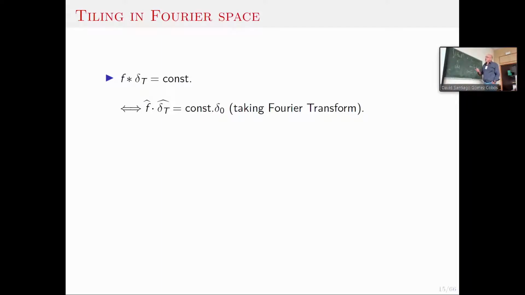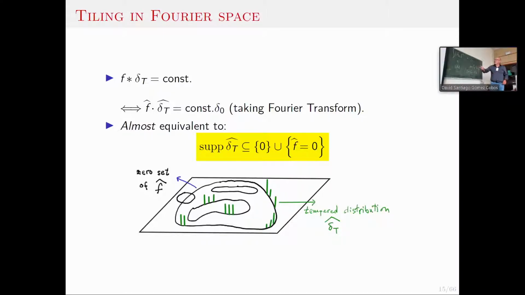Now, some care is needed because usually f hat is just a continuous function, because f will be in L1, but delta hat is not necessarily a function or even a measure. It's in general a tempered distribution. So one needs to be a little careful. But let's pretend we don't see this. We just act formally for the time being. So this product on the left-hand side must live where the right-hand side lives. The right-hand side only lives at the origin.